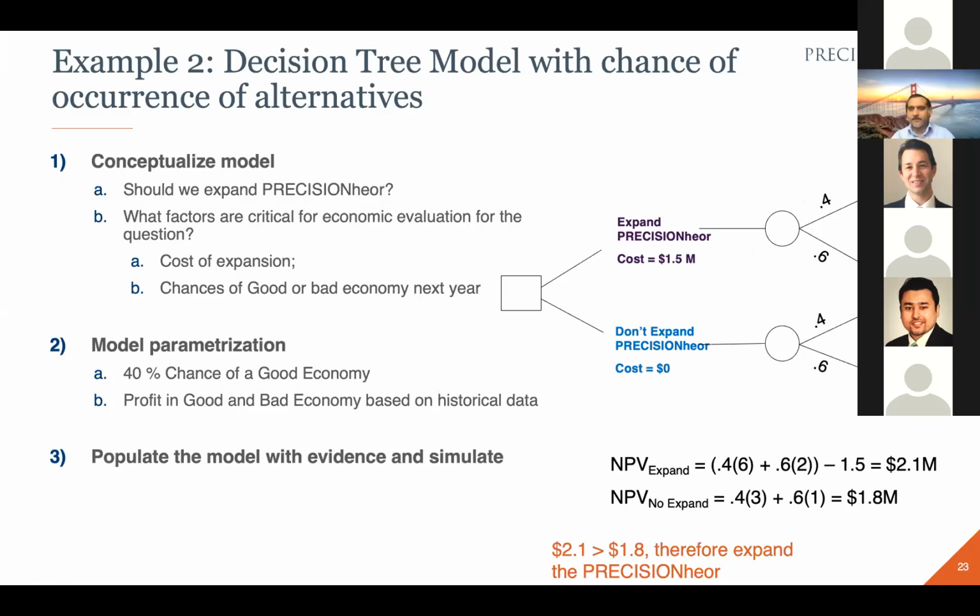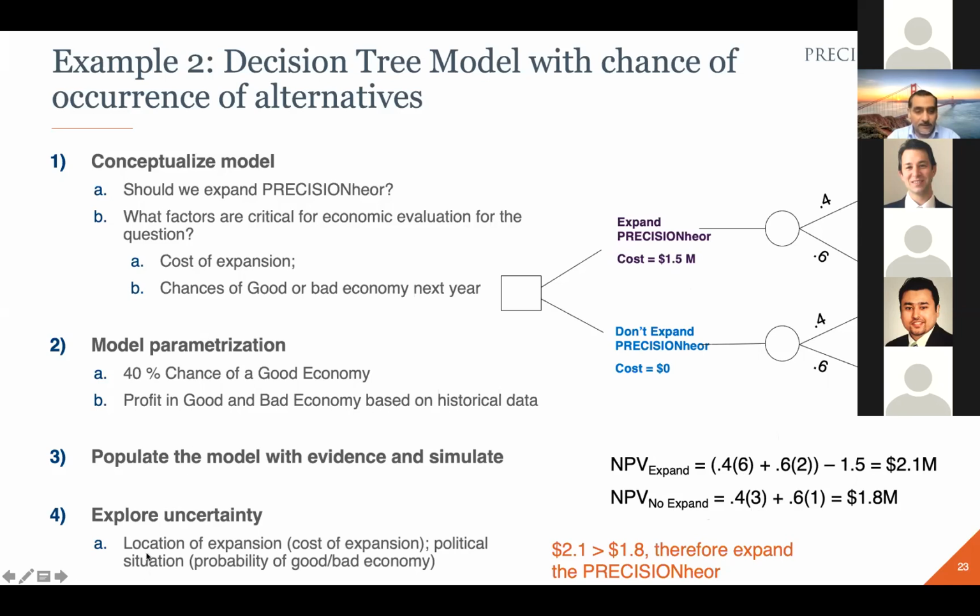Then you can calculate again the net present value here, which will be 0.4 times 6 million and 0.6 times 2 million, minus, because this is a profit and this is the cost, minus 1.5, and that will give you $2.1 million net for expansion. And for not expanding, it is 0.4 times 3 million and 0.6 times 1 million, and that will give you $1.8 million.